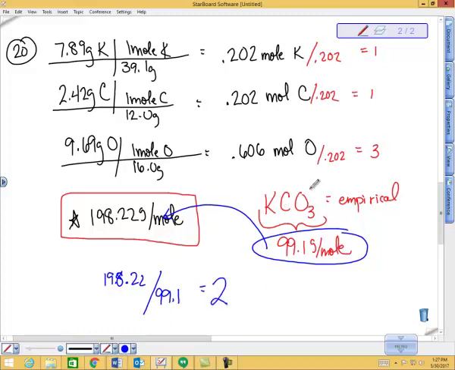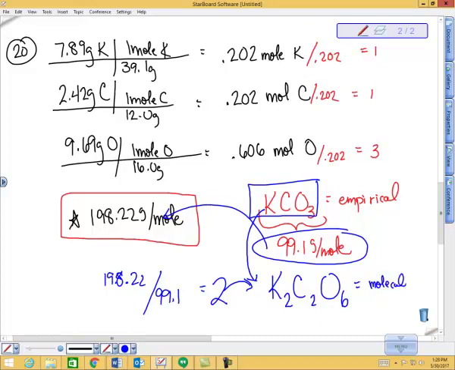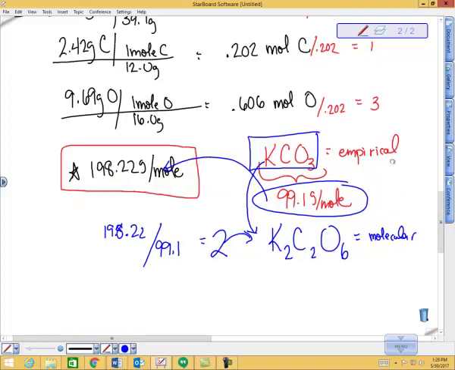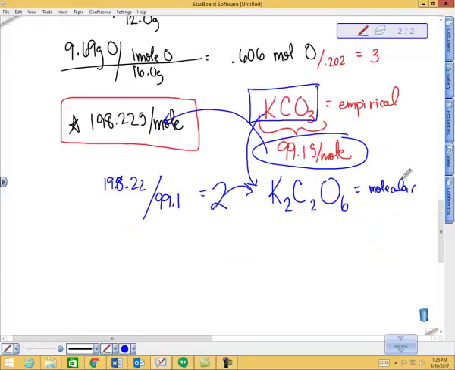What that means is that this right here, it may be the empirical formula, but it's not the molecular formula. In order to get to the molecular formula, we're going to have to multiply this whole thing by 2. All right, so how many K's do I have now? 2. How many C's? 2. How many O's? 6. All right, and that one right there, that's going to be your molecular formula. Can the empirical formula be the molecular formula? Yes, sometimes. You have to match the molar mass in order to confirm.